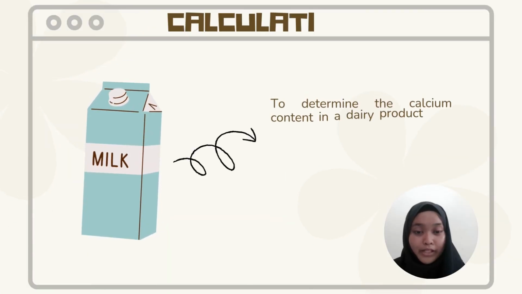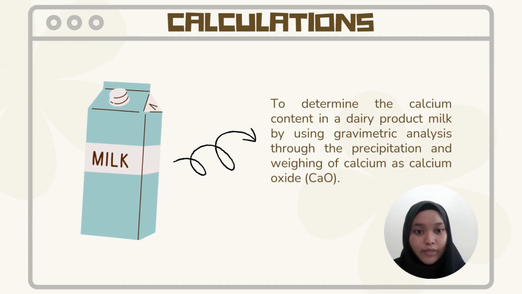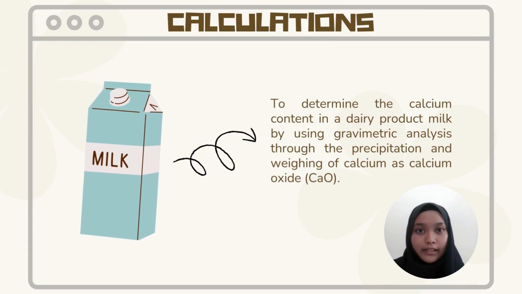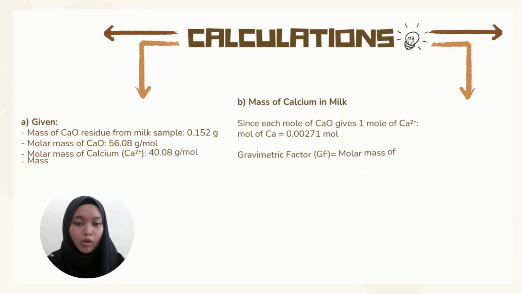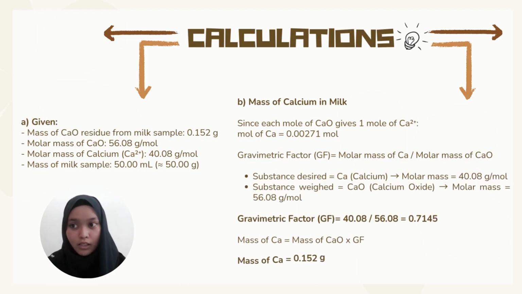Next, I'm going to explain how to determine the calcium content in a dairy product, milk, by using gravimetric analysis through the precipitation and weighing of calcium as calcium oxide. After processing the milk sample, we obtain 0.152 grams of calcium oxide from 50 grams of milk. But we don't actually want to know how much calcium oxide is in the milk, we want to know how much pure calcium is in there.